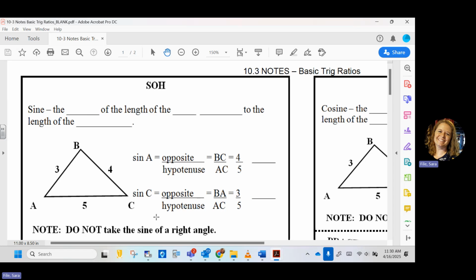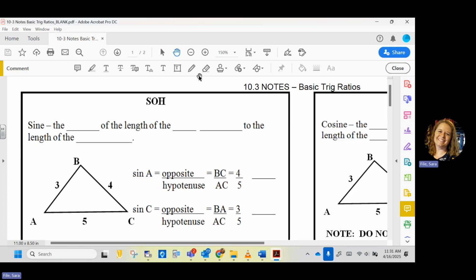SOHCAHTOA. Okay, this is a memory tool. This is just a mnemonic, like a phrase to help you remember your trig ratios. So we'll talk about what it stands for here in just a second. I'm going to write it all together at the top. SOHCAHTOA. Does that sound somewhat familiar to y'all? SOHCAHTOA? Okay, you should have learned this in geometry last year or 2 years ago whenever you took geometry.